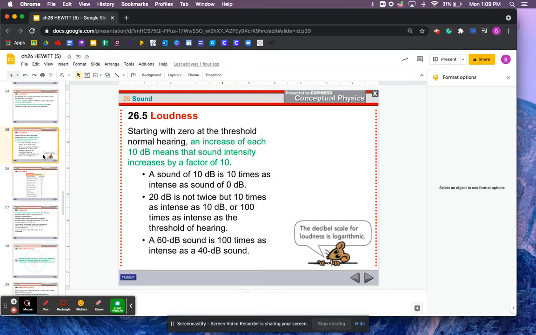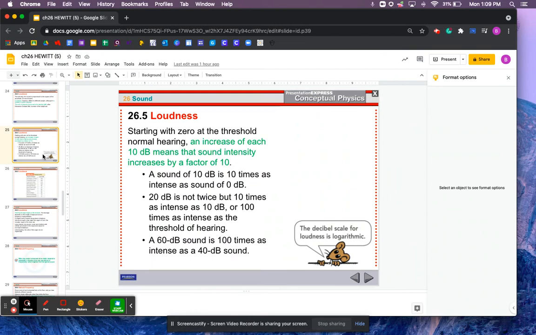Starting with 0 at the threshold of normal hearing, each increase of 10 decibels means that the sound intensity increases by a factor of 10. So a sound of 10 decibels is 10 times as intense as a sound of 0 decibels.